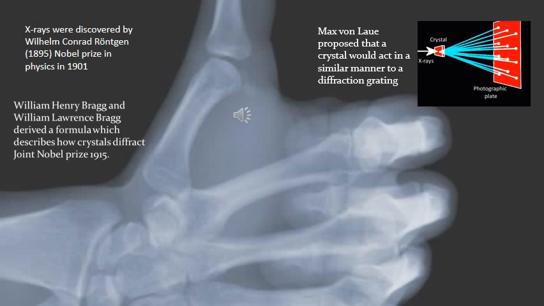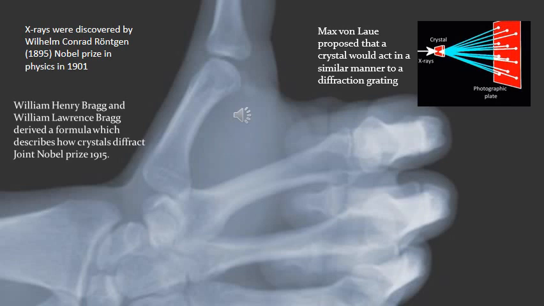Later, in 1914, Max von Laue was rewarded with a Nobel Prize in Physics for the discovery of X-ray interaction with crystals, causing diffraction in particular directions. This depends on the crystal's nature.